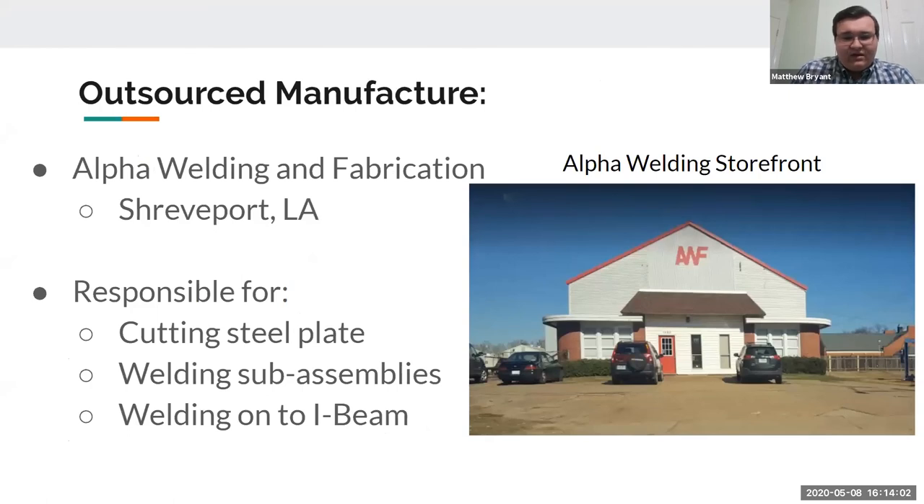So we had two main sources of manufacturing for this project. Our first phase was done in the winter quarter by Alpha Welding and Fabrication, located in Shreveport. They did a lot of our first phase fabrication. We chose them largely because they had the W-beam we needed in stock, and they could get it manufactured a lot quicker that way. They did a lot of the initial steel plate cutting. They welded that top piece together and onto the I-beam, as well as manufacturing that hydraulic sled that we showed earlier.